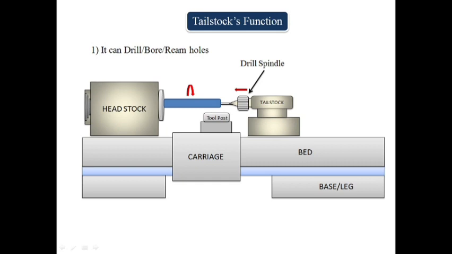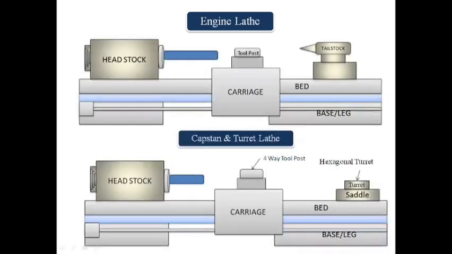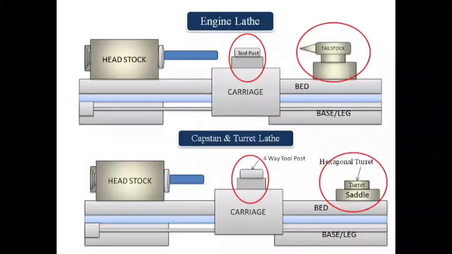But in case of Capstan and turret lathes, in place of the tailstock, there is a hexagonal turret. This turret can accommodate 6 different tools for performing various operations without the need to change the tools after each operation. So these are the two main differences between these two machines.